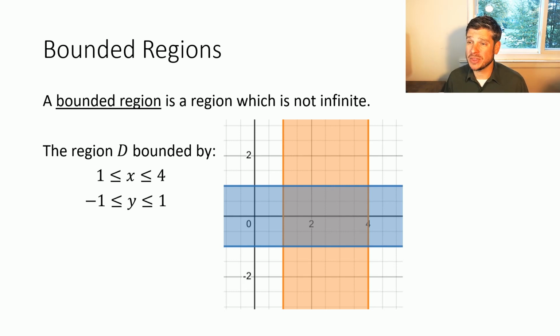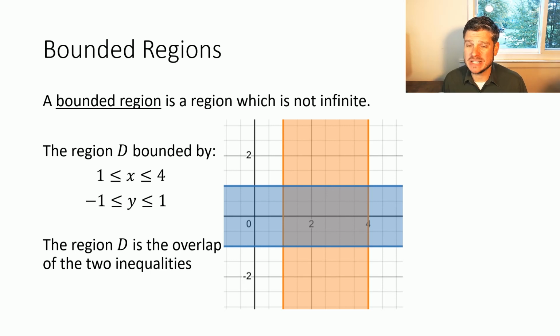Again, we start with our x bounds between 1 and 4, and then I draw the bounds for y. So now I'm drawing those vertical bounds between negative 1 and 1. The region D is going to be the overlap, or the intersection, of these two inequalities. Hopefully we can see that this is going to be that rectangle right there, and that will be my region D.